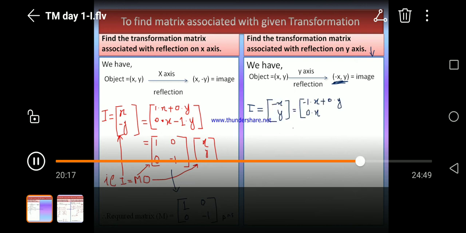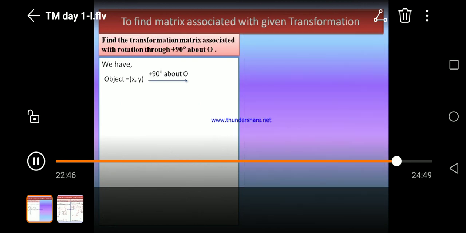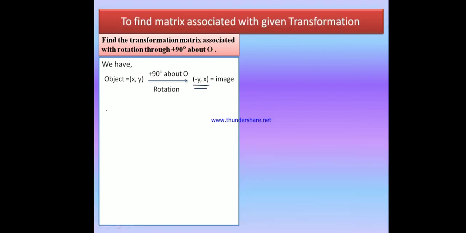I want to teach some problems of rotations, so let me go fast. Let's talk about this question. Find the transformation matrix associated with rotation through plus 90 degrees about the origin. First you state the formula of rotation plus 90 about origin: (x, y) goes to (minus y, x). Many things we could talk about in detail, but we are going very briefly here.